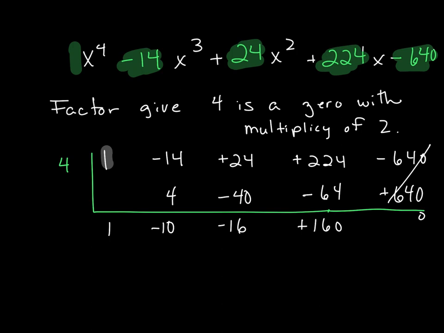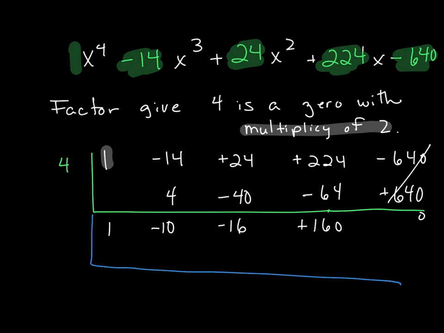Now, I don't have to rewrite anything. I'm going to do the same thing again, because by saying that it has a multiplicity of 2, it tells me that 4 is a factor again. So I'm just going to do the same thing, only synthetically divide by 4 a second time. So same process, the 1 comes down, and that gives me a 1.